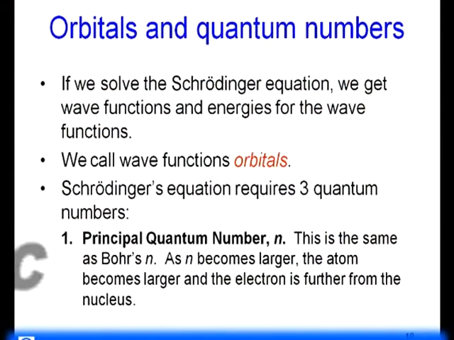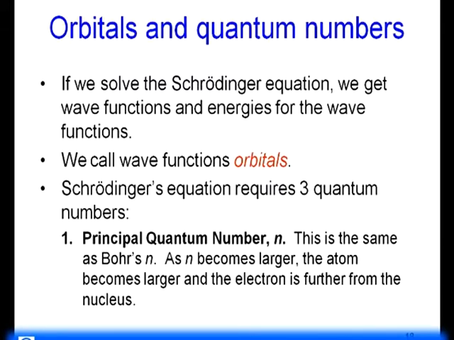Now, Schrödinger's equation gave us 3 quantum numbers. Recall that Bohr was able to get only 1 quantum number, but Schrödinger's equation gave us 3 quantum numbers. The first quantum number that he spoke about was the principal quantum number n. This is the same as Bohr's n, and we find that the energy of the hydrogen atom depends solely on this quantum number.